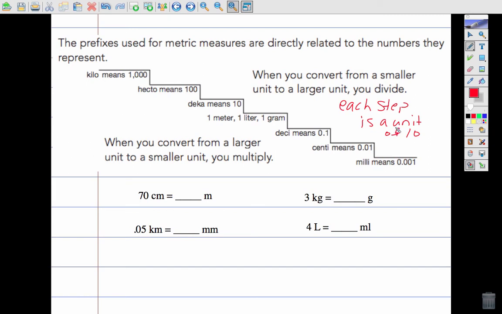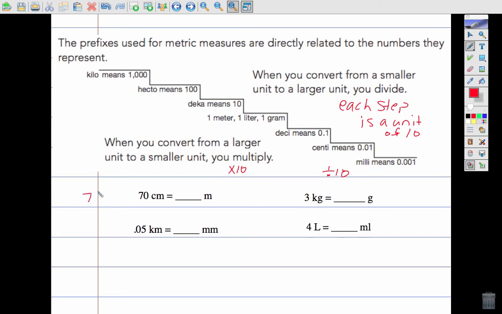And when you convert from a larger unit to a smaller unit, you will then multiply. So each time you go down a step, you're going to multiply by 10. Or each time that you go up the staircase, you're going to divide by 10. We always use 10, and then we just determine by how many steps we have to go. That would determine how many times we're going to multiply or divide.